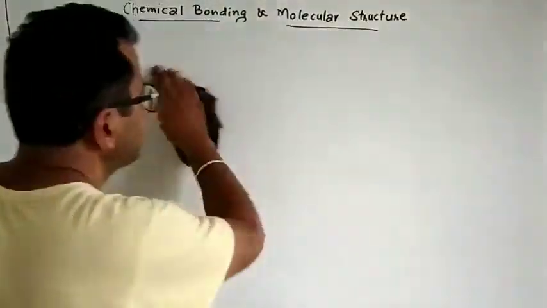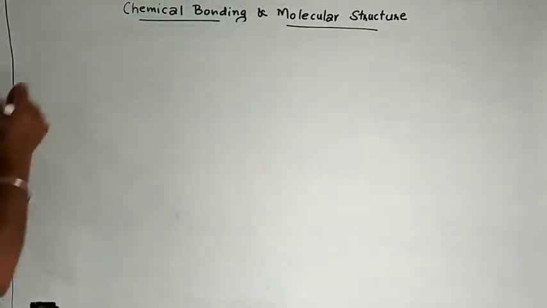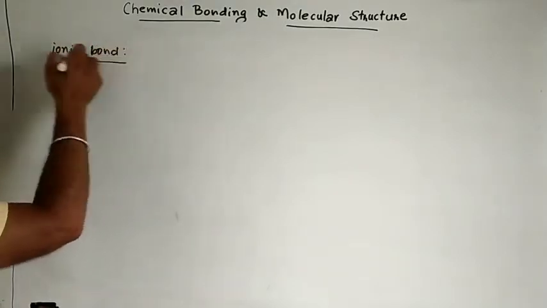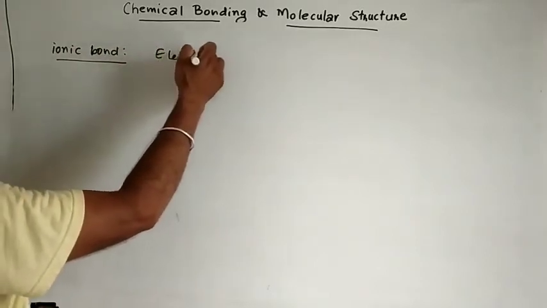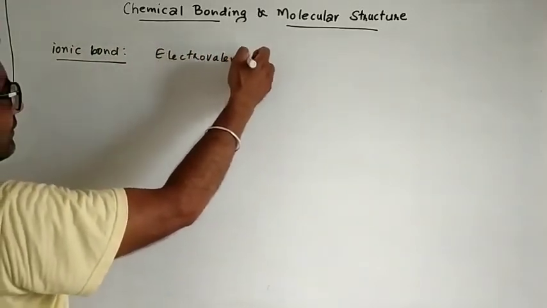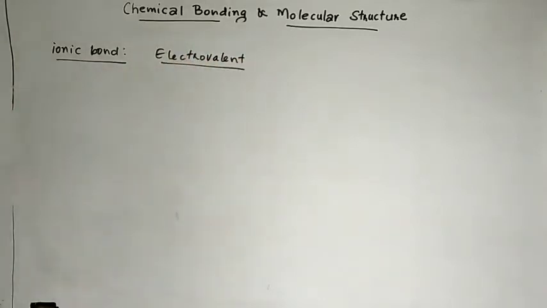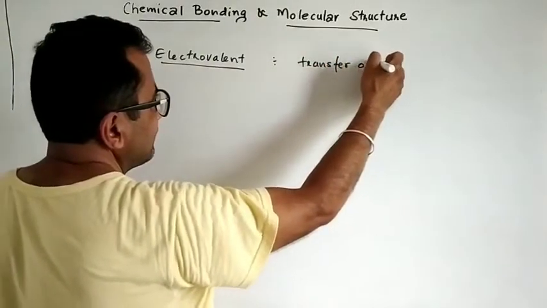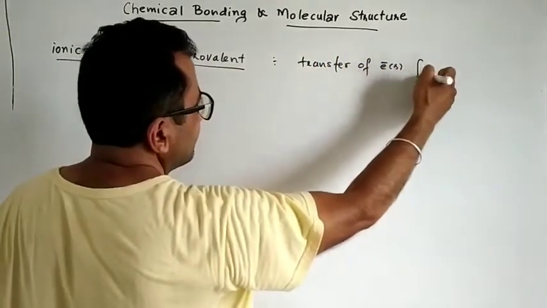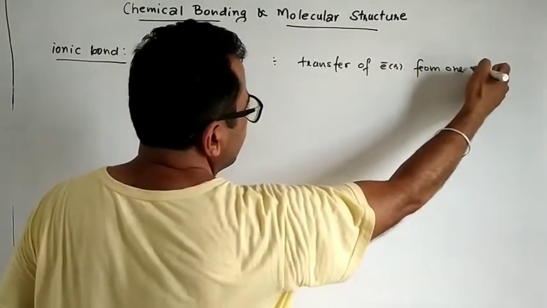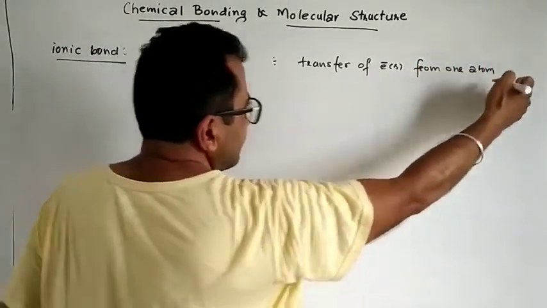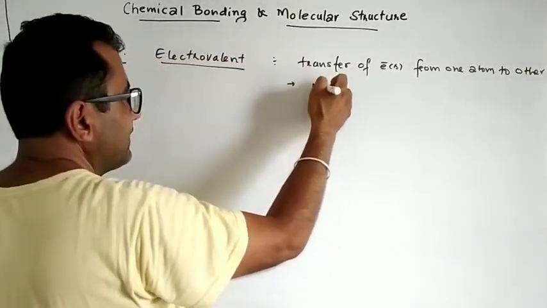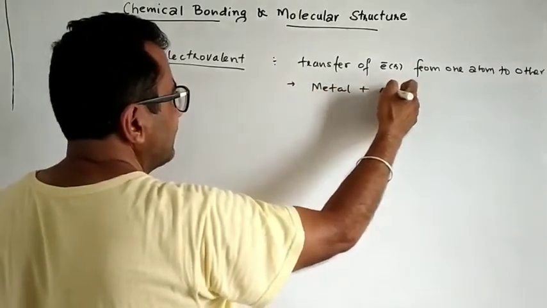Then is the ionic bond. It is also called the electrovalent bond. That bond is formed by the transfer of electron from one atom to another. This bond is formed between metal and non-metal.